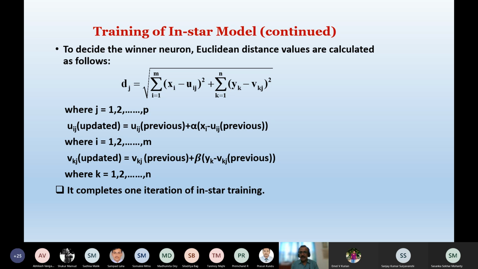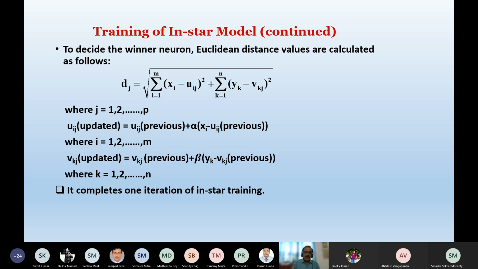Small n is nothing but the total number of responses. Once you have got these d values, now we can compare. How many d values are we going to get? It is very simple: we are going to get small p number of d values. Now we compare and find out which one is the minimum. The hidden neuron corresponding to the minimum Euclidean distance is declared as the winner.